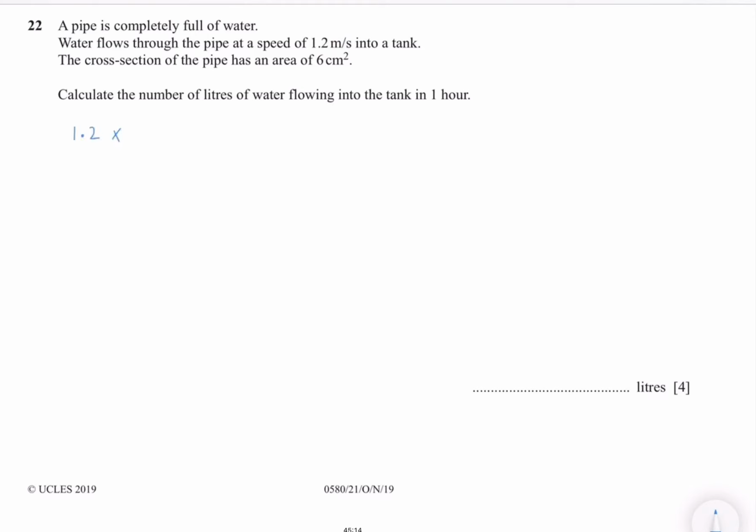Our values are 1.2, and I'm going to multiply it by 100 because we have to convert this into centimeters. So multiply by 100 from meter to centimeter, and he said in 1 hour, so there are 60 times 60 in 1 hour, and the cross section area is 6, so multiply by 6 also. Now we have to convert it into liters, so divide it by 1000. So now use your calculator to find out the value. So this is 2592 liters.